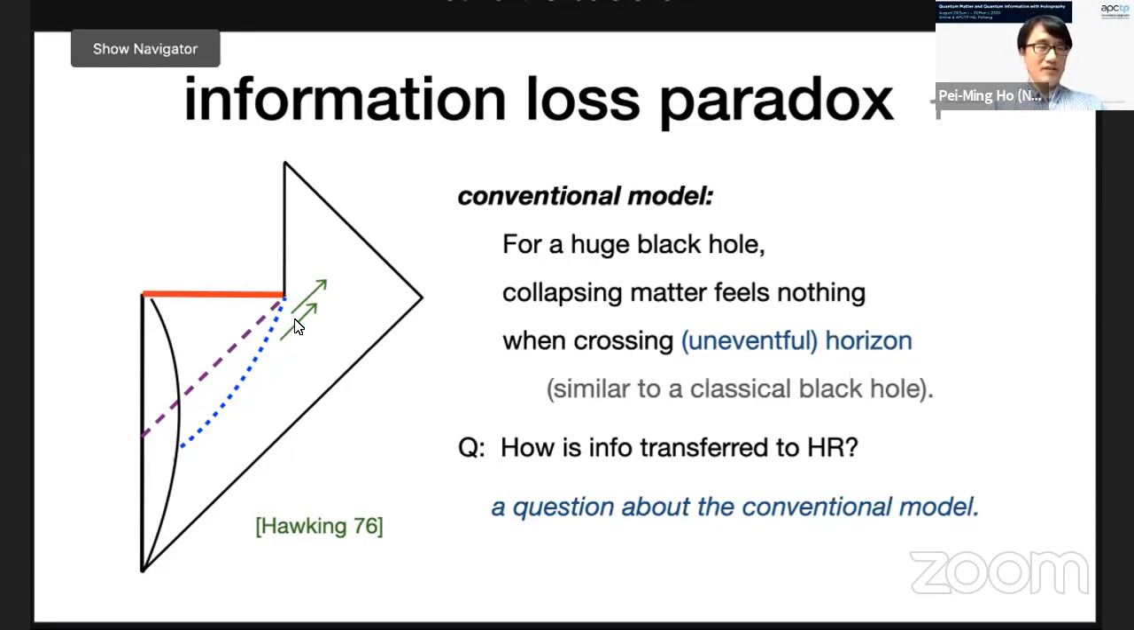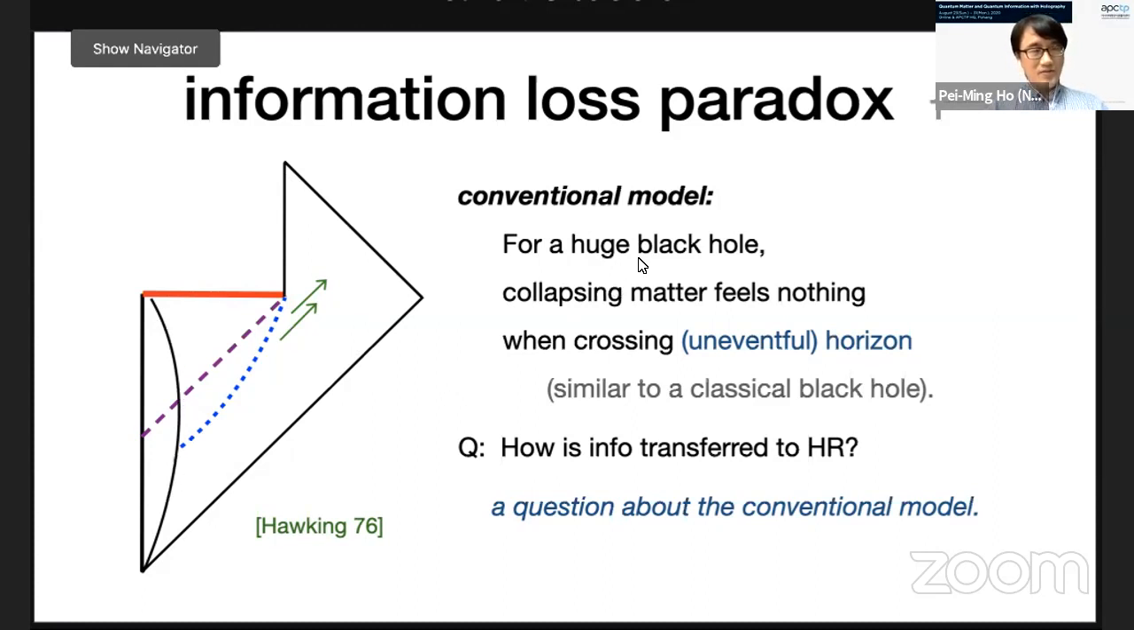And then you have the Hawking radiation. So the standard story is that Hawking radiation takes away energy of the black hole. So the black hole shrinks and then eventually it disappears. So afterwards you get the flat Minkowski space again. And the question is where the information goes.